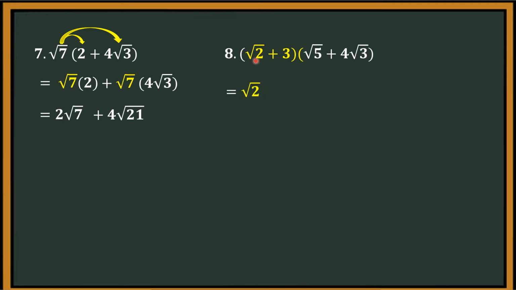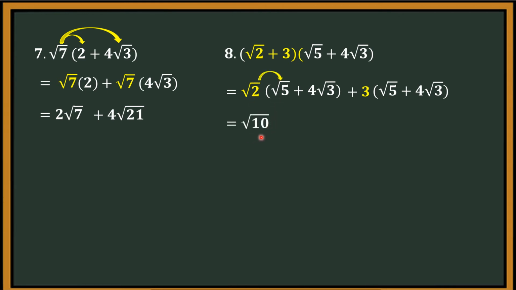So, let's have here 2. We're going to multiply it here. So, that is square root of 5 plus 4 square root of 3. And then the other one, plus 3. And then, yung square root of 5 plus 4 square root of 3. So, distributive property ang gagamitin natin. So, distribute natin to. Multiply this one.